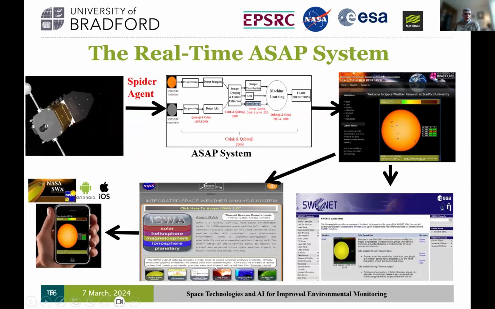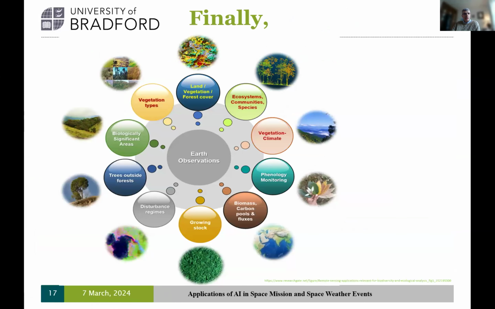So this tells you what you can do with satellites. And finally, I think Earth observation is going to be the future of environment monitoring. The potential for it is huge. For every application you can think of, I'm sure there will be an Earth observation remote sensing technology to support it. Thank you.